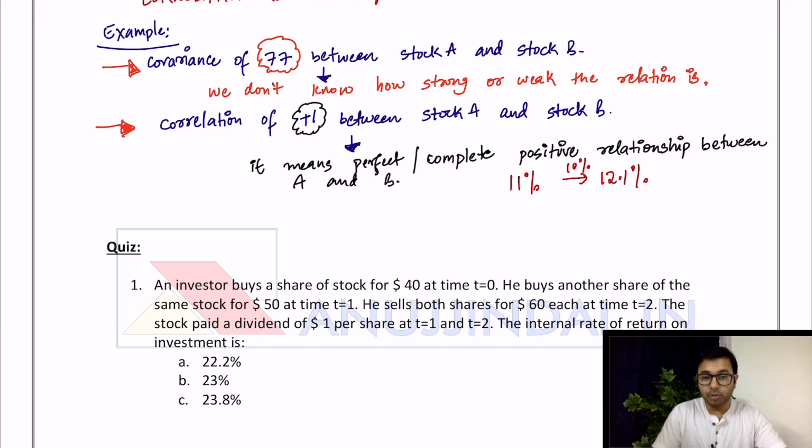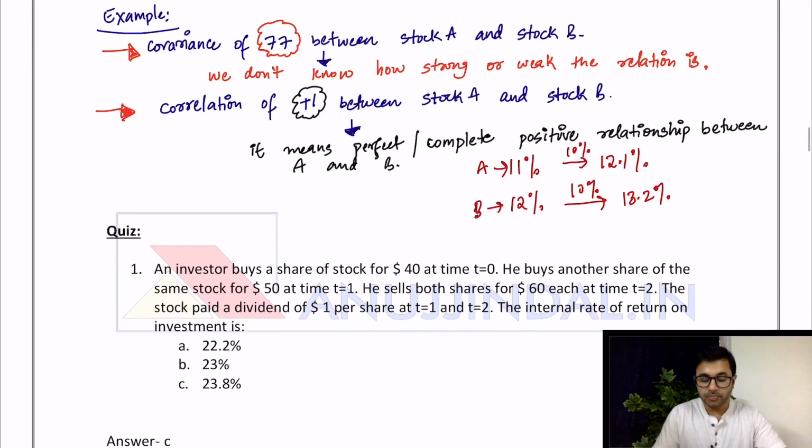If there is complete positive correlation between A and B, let's say B returns were 12% this year, and if A moves 10%, B is also going to move 10% because there is complete positive correlation here. So it's going to be 1.2, 13.2%. Okay, so that is called complete positive relationship between A and B. If A moves up 10%, B moves up 10%. If A moves down 10%, B moves down 10%. Okay, if A moves up 20, B moves up 20.